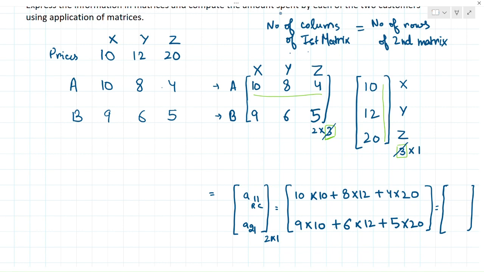100 plus 96 plus 80. So you will get here 276 as the amount spent by A on purchasing the commodities X, Y and Z. And in the second one it will be 90 plus 72 plus 100. So it will be 262 as the amount spent by B on purchasing the commodities X, Y and Z, and this will become your final answer. If you have any queries now, you can ask me. Thank you.